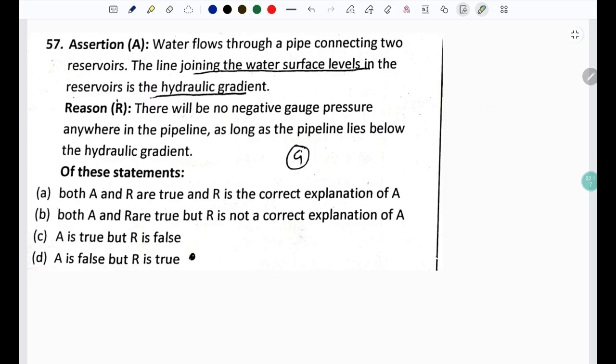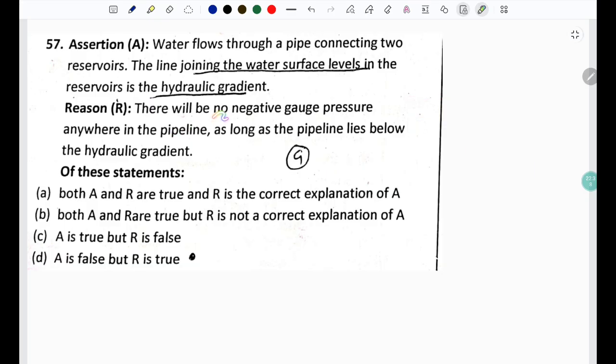Because of this doubt, I assumed this to be wrong. I presumed that since I have seen something like this happen, this is where the hydraulic gradient line goes, something like this, and that it must be just above the water level in the reservoir, which was wrong.